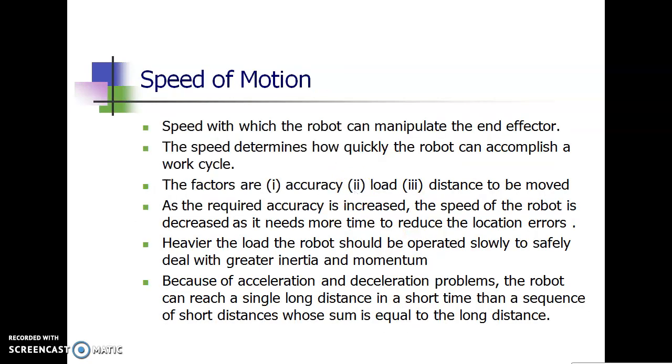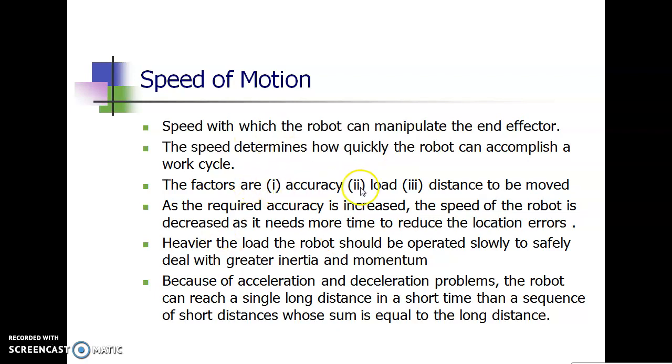Next is speed of motion. Speed with which the robot can manipulate the end effector. How fast the robot can manipulate its end effector is called the speed of motion. The speed determines how quickly the robot can accomplish a task or a work cycle. So whenever the speed increases, the cycle time is going to reduce.